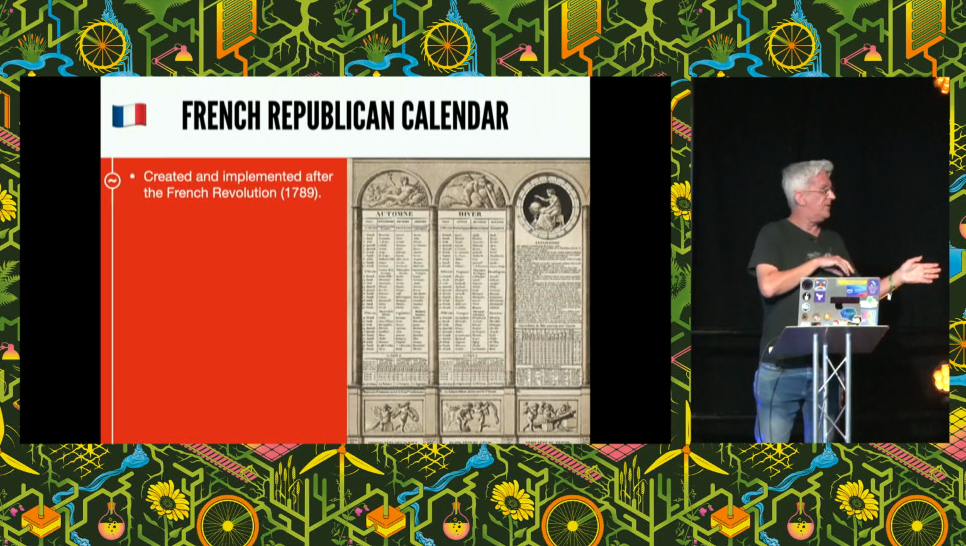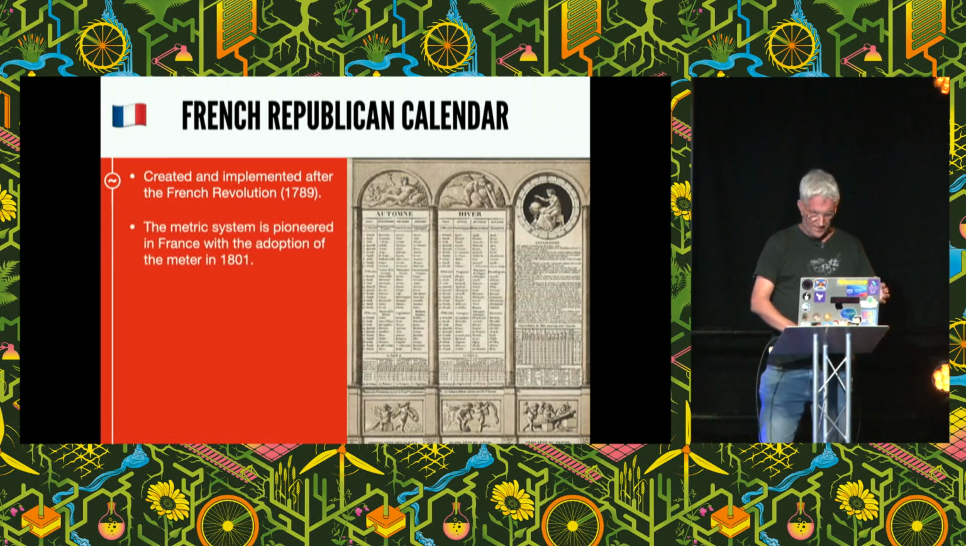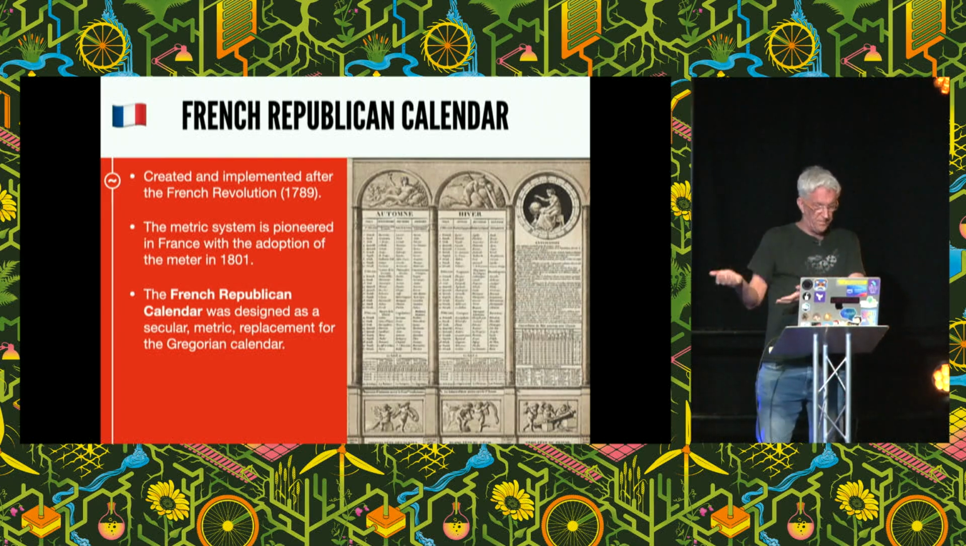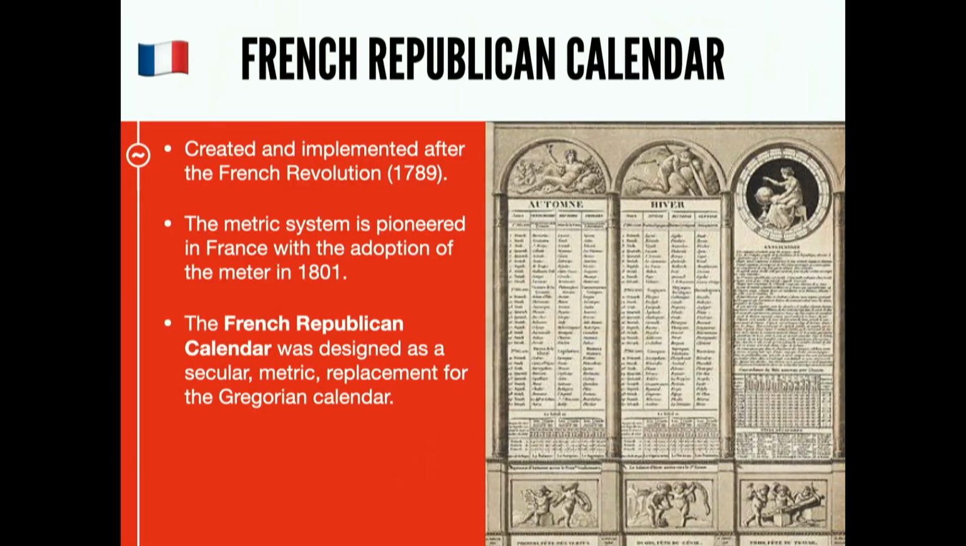It comes out of the French Revolution, but you may or may not know the metric system also comes out of that period as well. So that's sort of in the air. So it seemed obvious that there should be a metric calendar. So what they proposed is the French Republican calendar, which is essentially secular metric, and it's intended as a replacement for the Gregorian.